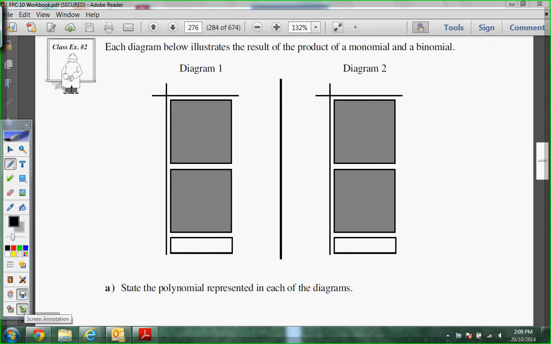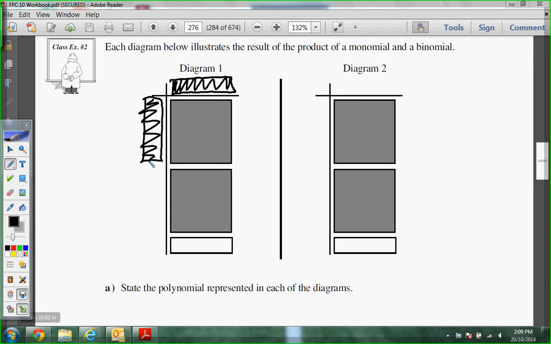Example 2: each diagram below illustrates the result of a product of a monomial and a binomial. So now I want you to work backwards. If I have x squared, what do we know has to be in both of them? An x, good. And these are positive, so is it safe to say up here is going to be a positive x? And I know I'm going to have another positive x.